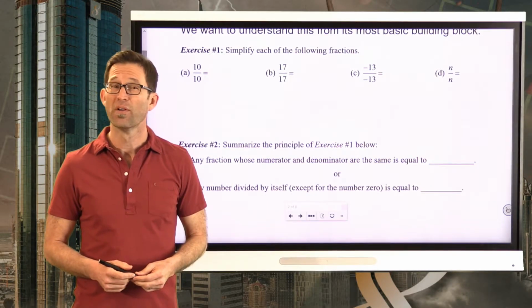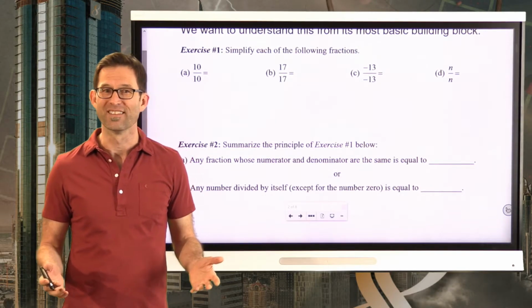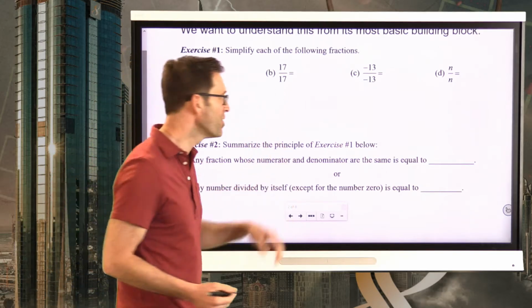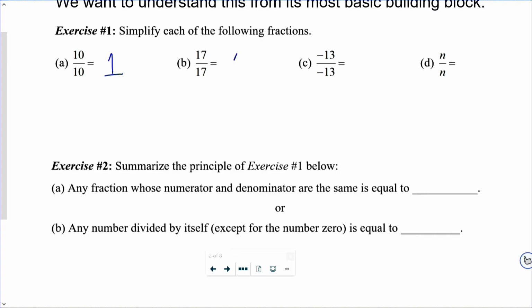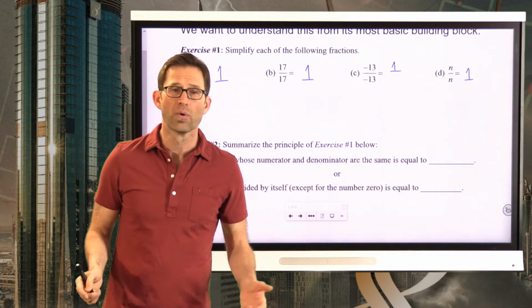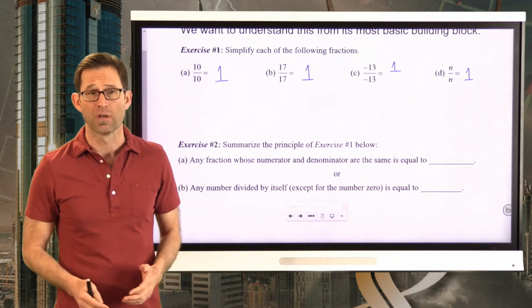All right, well, I'm really hoping you found these pretty easy, right? Because 10/10ths is the number 1. And 17/17ths is the number 1. And -13 divided by -13 is the number 1. And n divided by n is the number 1. All right? All those are equal to the number 1 by definition.